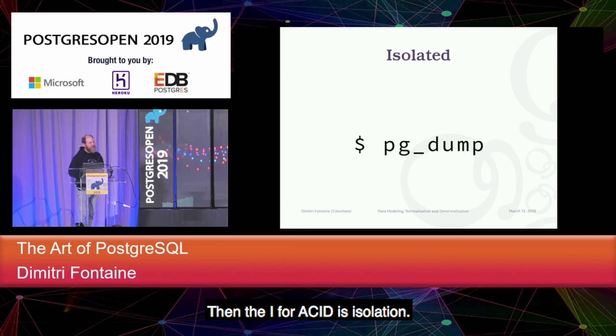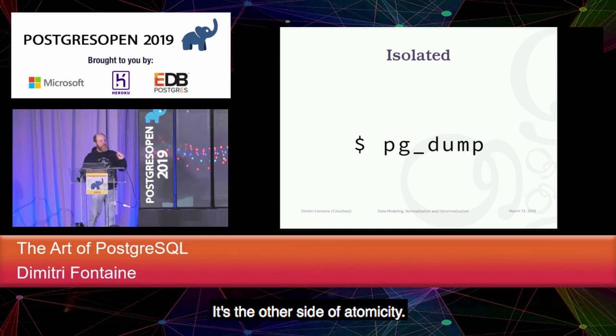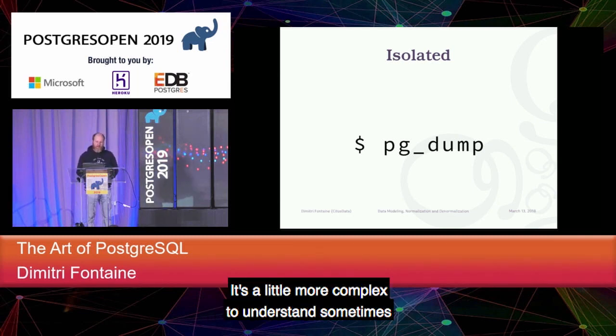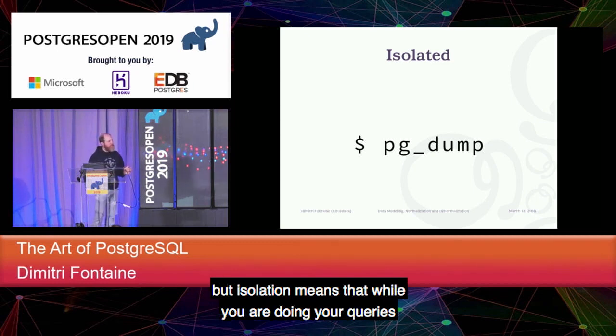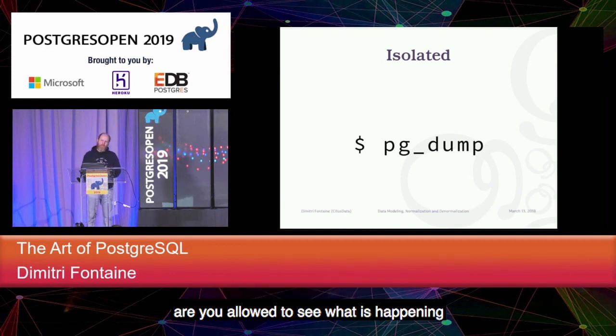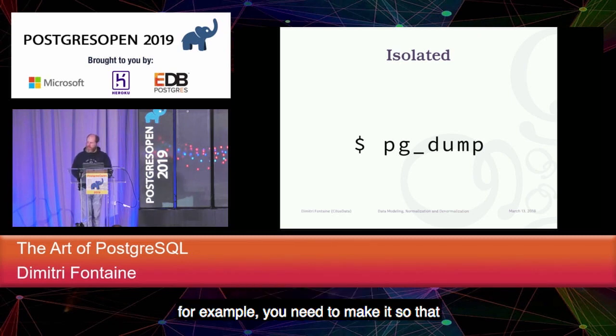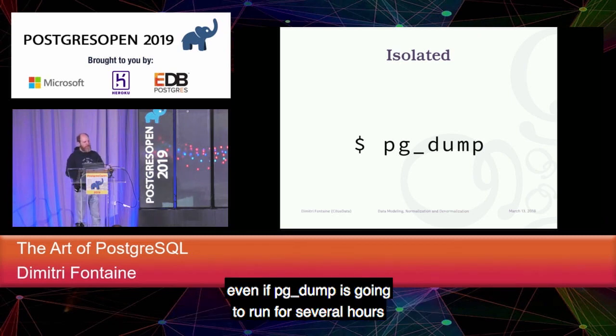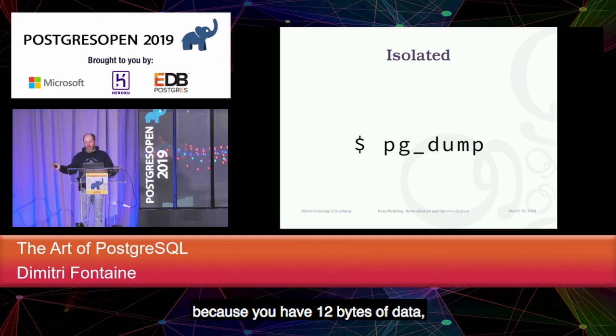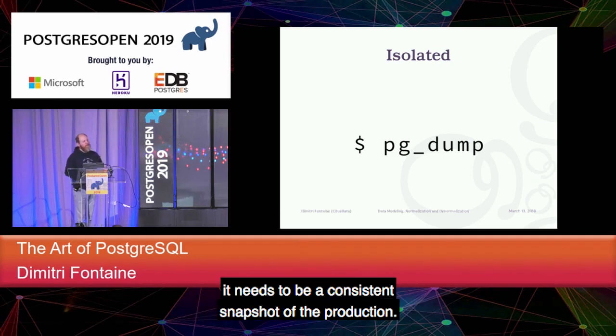Then the I for ACID is isolation. It's the other side of atomicity. It's a little more complex to understand sometimes. But isolation means that while you are doing your queries, are you allowed to see what is happening concurrently in the rest of the system? So if you want to take a consistent backup, for example, you need to make it so that even if pg_dump is going to run for several hours because you have terabytes of data, it needs to be a consistent snapshot of the production, right?